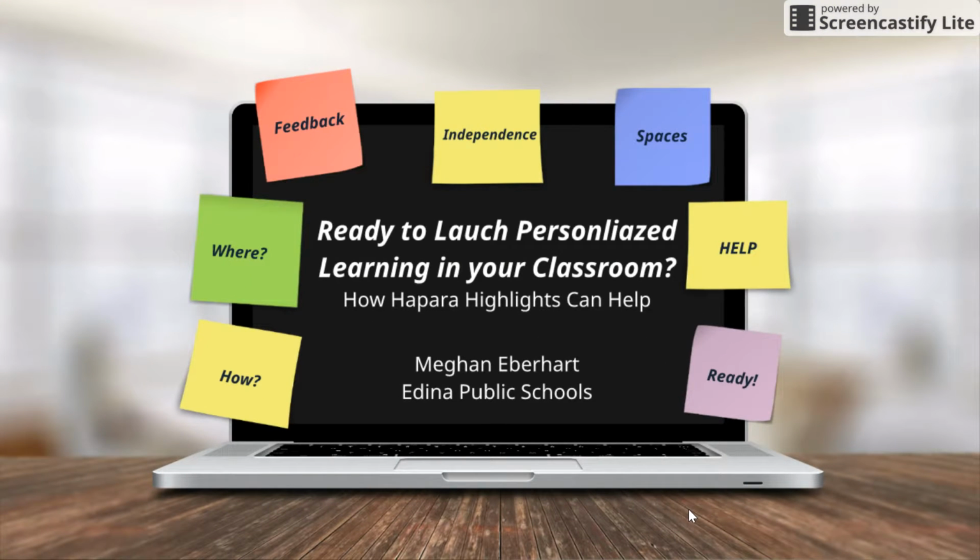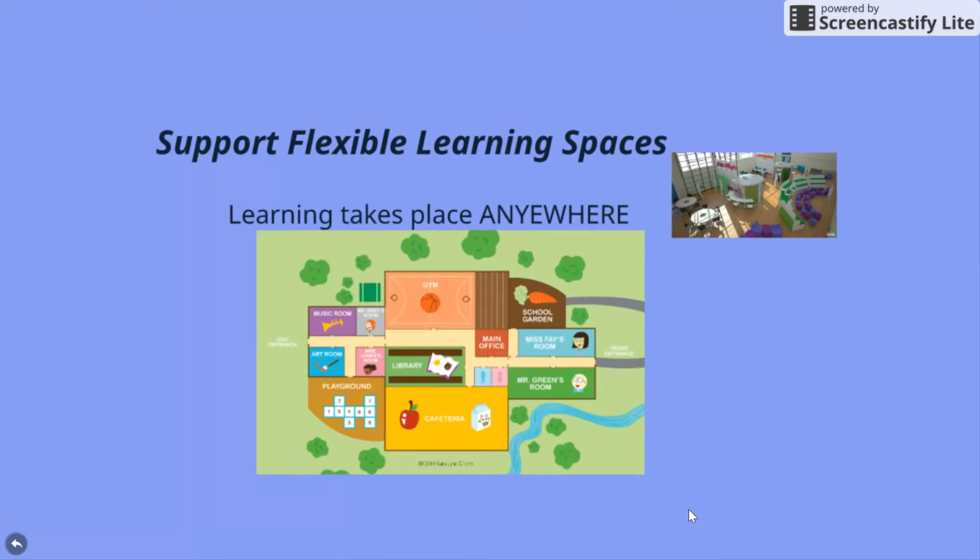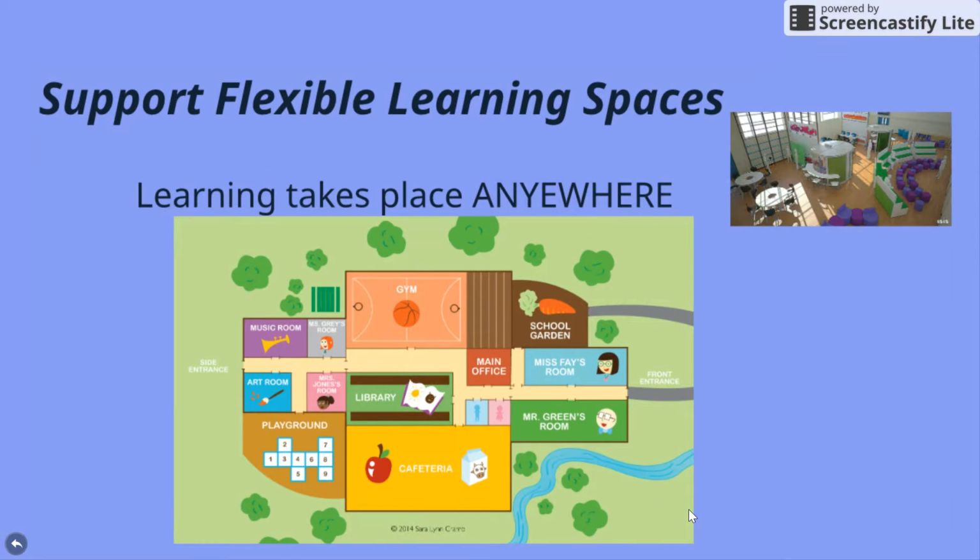So, along with feedback and independence, we also want to talk about these flexible learning spaces. Learning is starting to take place anywhere in the school. We find kids in the library, in the cafeteria, all over the hallways as they start navigating their learning and figuring out where their learning space is best for them.